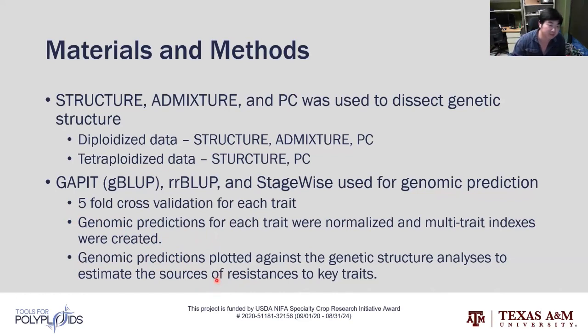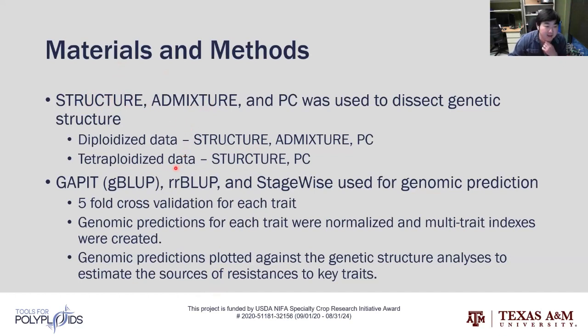So for some background information, more information about the structure runs, we took a random 2,000 markers out of about 20,000 markers, and we ran K1 through 10 and 10 reps using parallel structure. And then we used Structure Harvester to determine how many likely groups we had. And then for admixture, we just ran it at K3, as you'll see in a bit. It was determined by the structure runs.